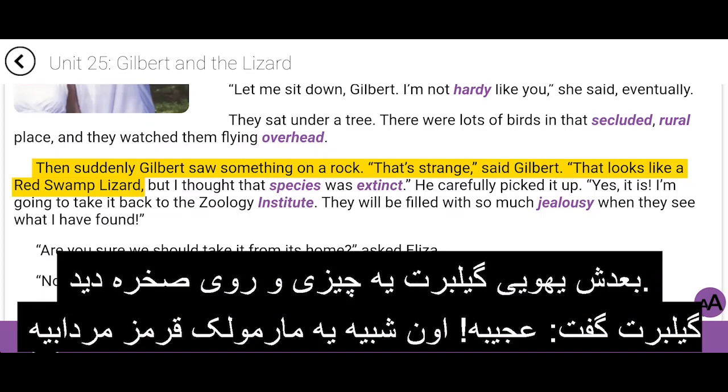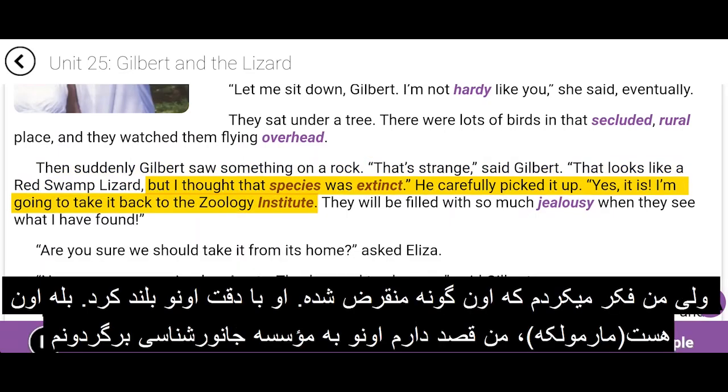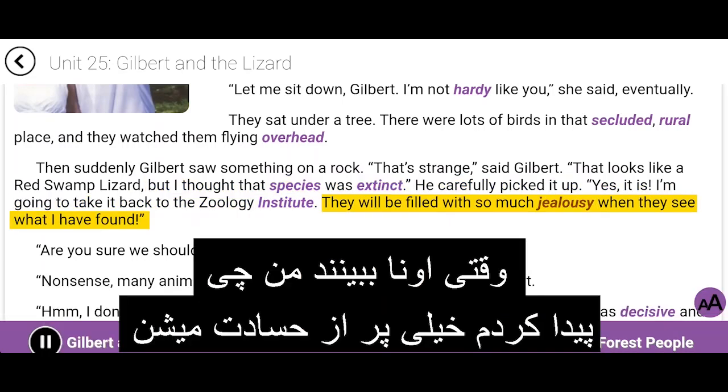"That's strange," said Gilbert. "That looks like a red swamp lizard, but I thought that species was extinct." He carefully picked it up. "Yes, it is. I'm going to take it back to the Zoology Institute. They will be filled with so much jealousy when they see what I have found."